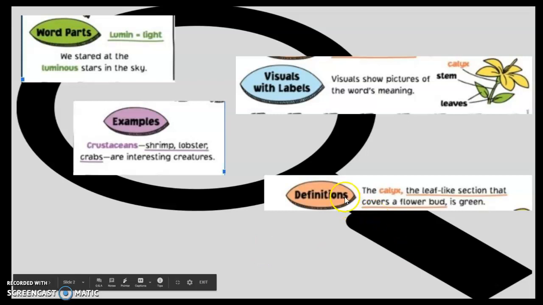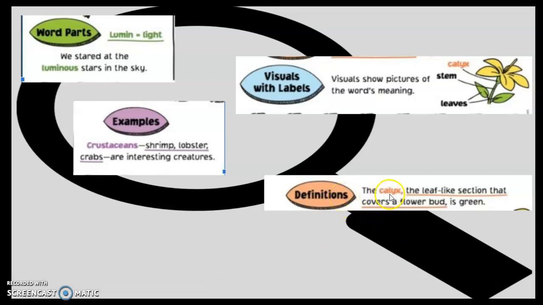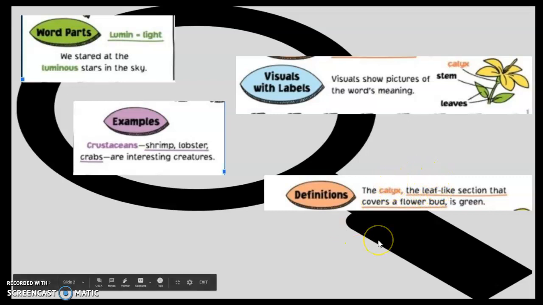Sometimes you even get a definition of that word. The calyx, the leaf-like section that covers a flower bud, is green. So this part here that is set off with your commas is actually the definition of that word. So when you see a definition like that, it's going to look very similar. In other words, it's going to be closed in with these commas because it's the definition of that word.